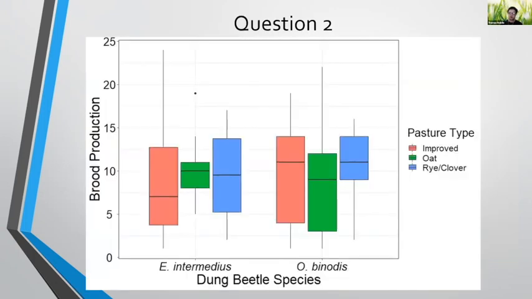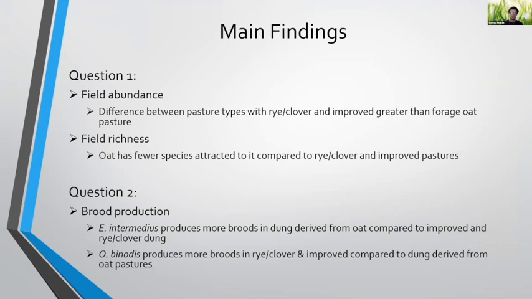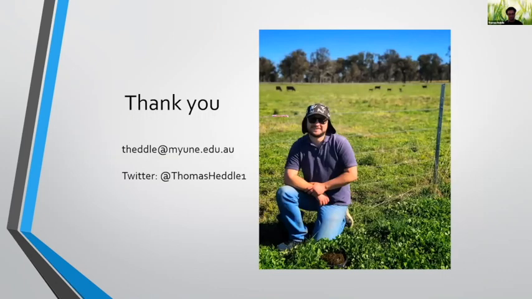Now, this is the only graph I will present for this question. And it's the average number of broods per pot per week, and Euoniticellus, based on the median, produces more broods in oat compared to rye, and then improved was the lowest. However, as you can see, it was quite variable, and binotus had the opposite, where improved and rye clover were very similar and fewer broods were in oat. So again, pasture type does matter when it comes to the field work we do. And it appears that it does matter as well when it comes to brood production. Thank you.